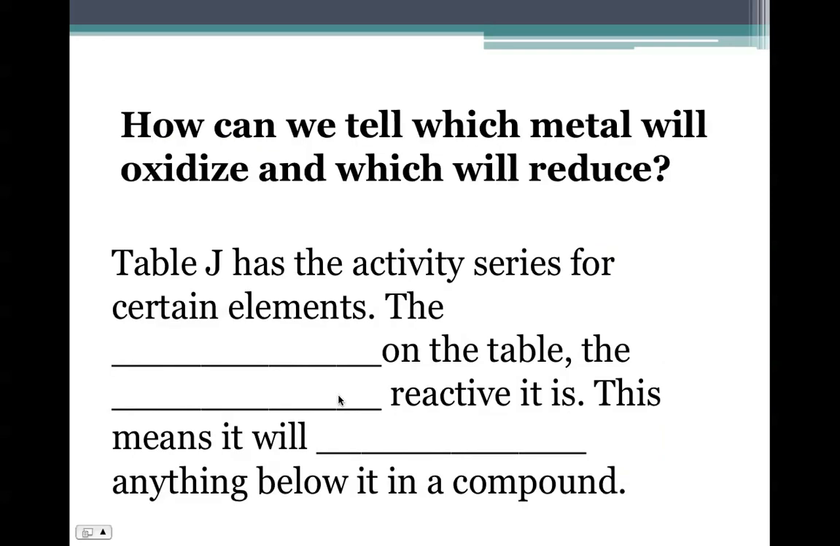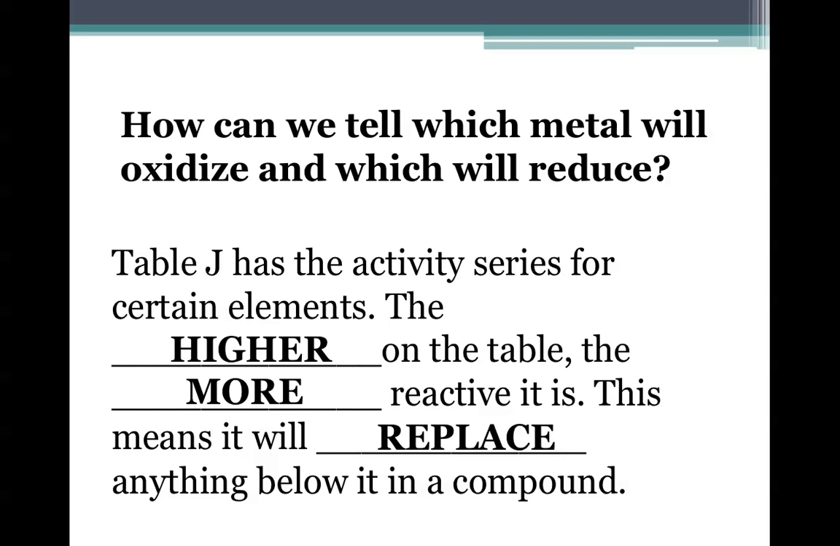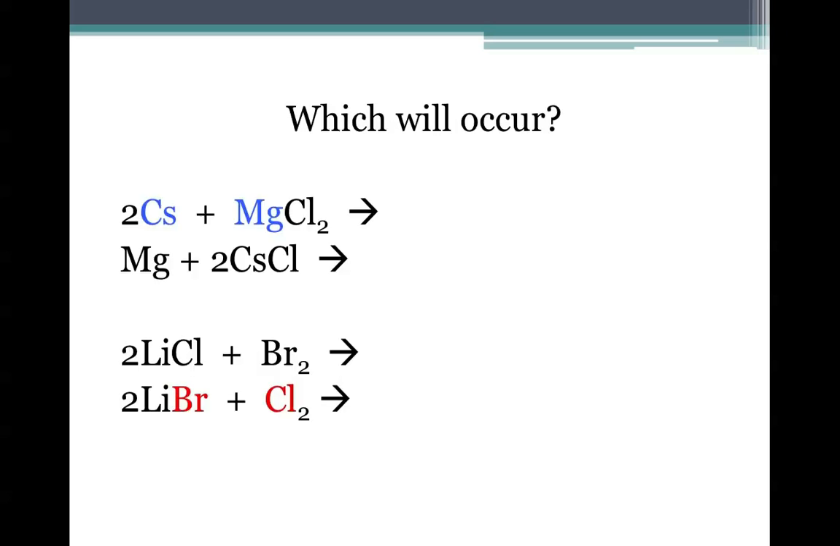Now, how can we tell which metal will be oxidized and which will be reduced? Well, we can use table J in order to decide. The higher on the table, the more reactive it is, and this means it will replace anything below it that is in a compound. So this goes back to our single replacement reactions. Now, anytime we have a metal involved, it's only going to be able to replace a metal in the compound. The metal by itself has to be above the metal that's in the compound.